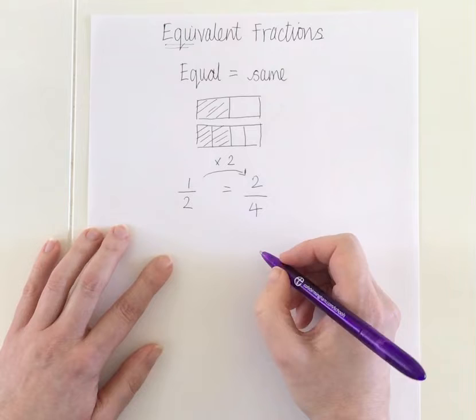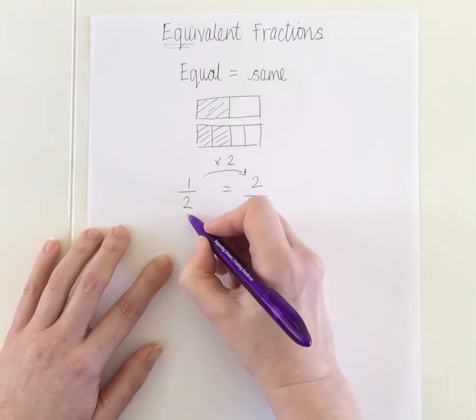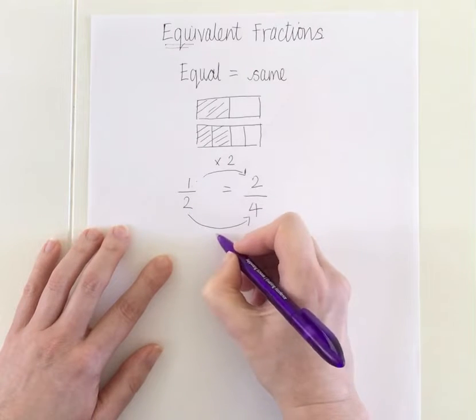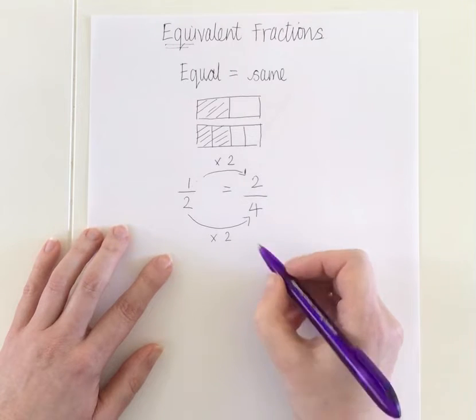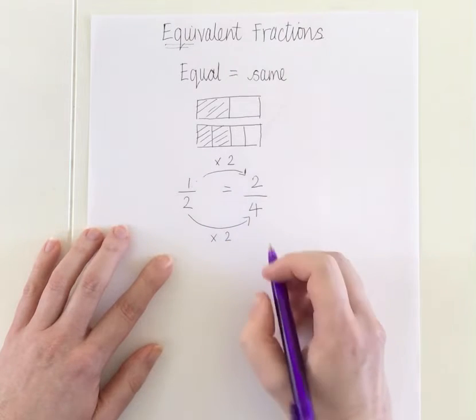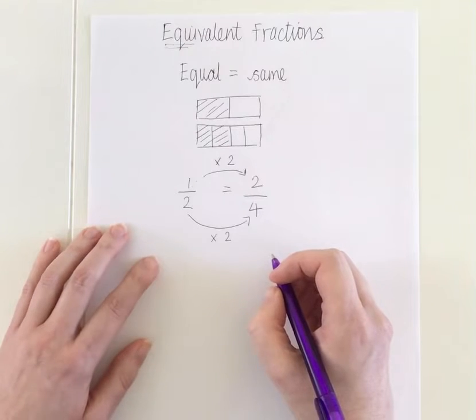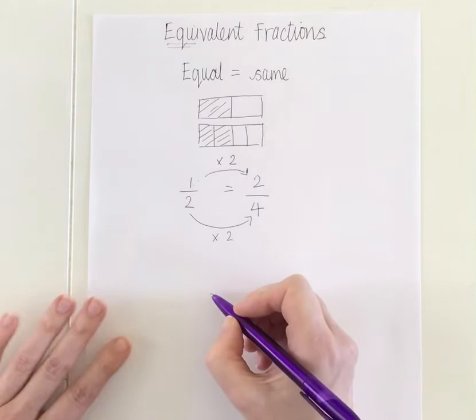And just like we did yesterday, whatever we do to the numerator, the top number, we're also going to do to the denominator, the bottom number. So if I multiply 2 by 2, I will also get to 4. So 1/2 and 2/4 are equivalent to each other. They are the same as each other. Let's have a quick look at another one.